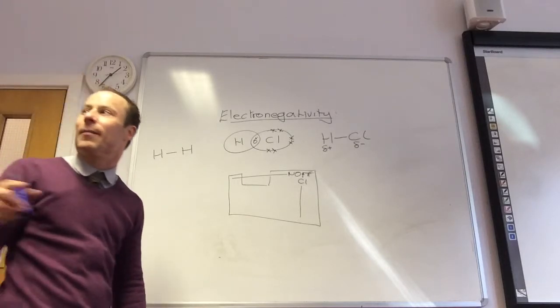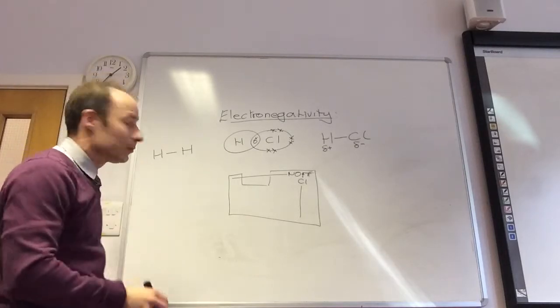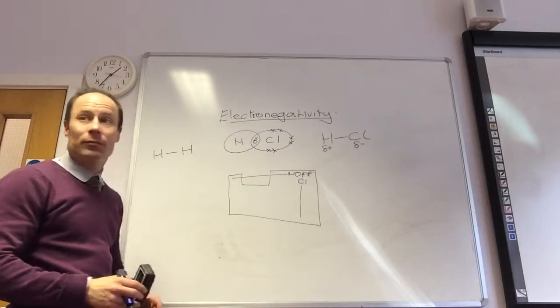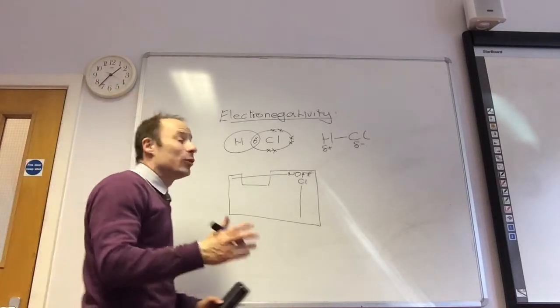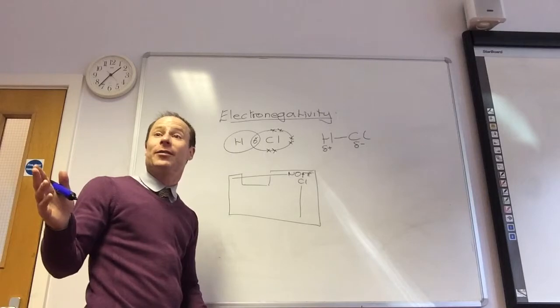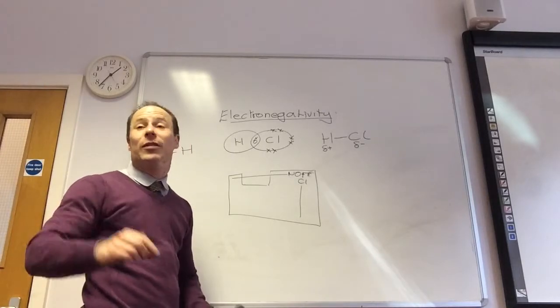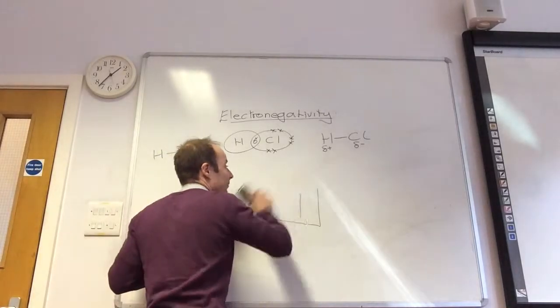If I know electronegativity goes like that, so highest at the top, why isn't it neon? Because neon doesn't bond. Neon's a noble gas. The noble gases you just ignore. Noble gases don't do anything.